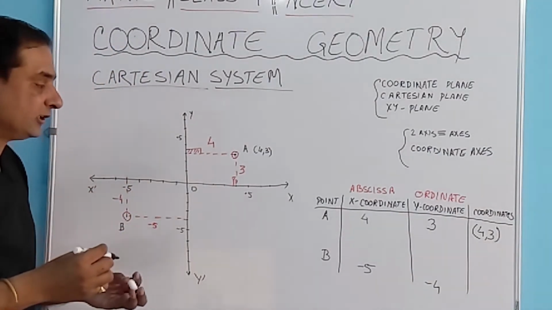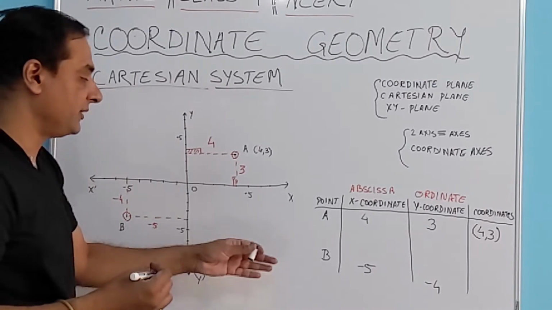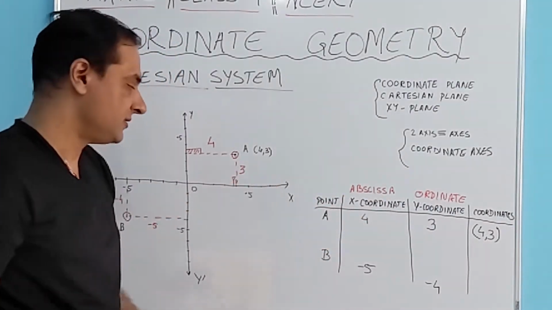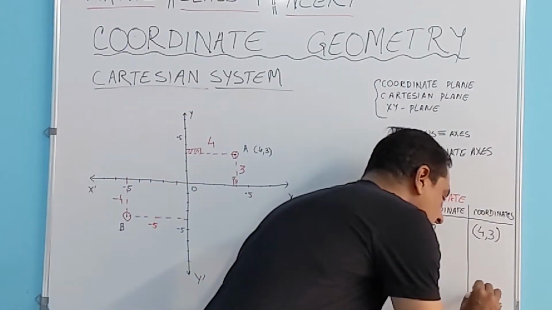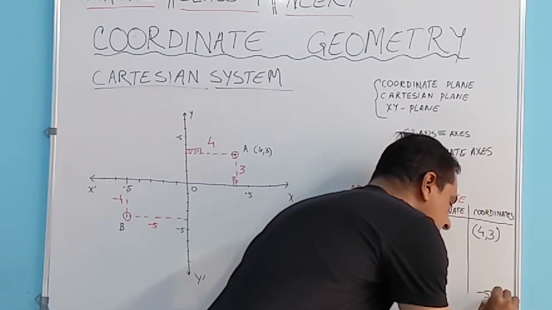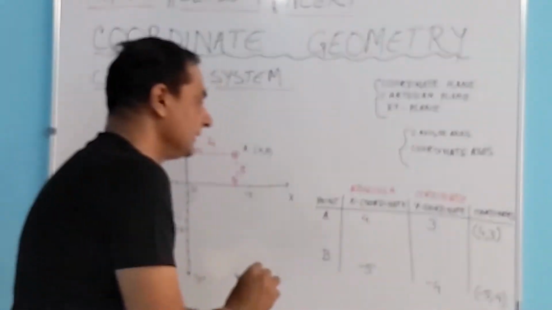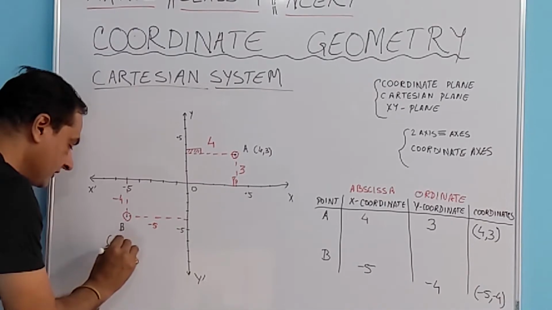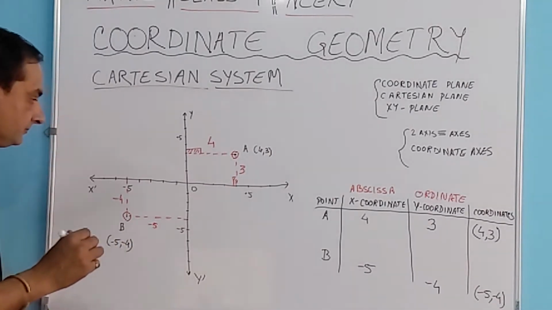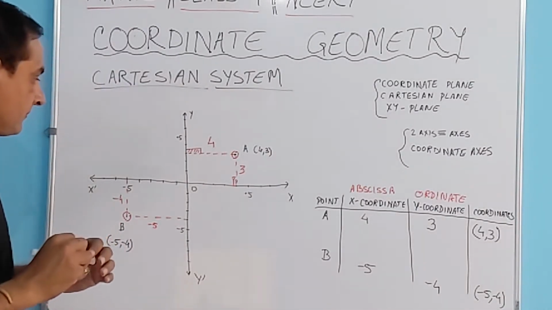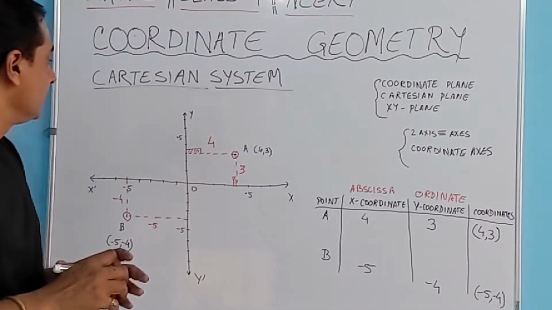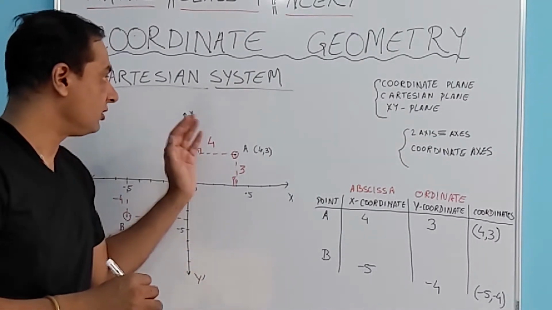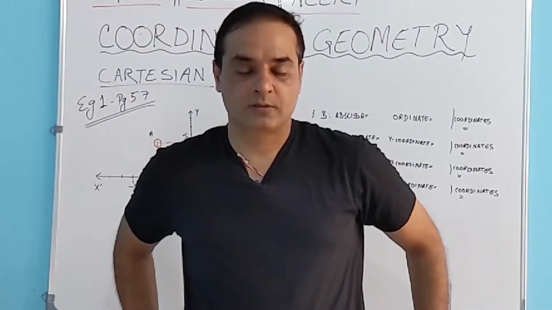Now again, if we want to look at the coordinates, how do we write the coordinates for point B? We are going to write abscissa, comma, ordinate, and we put that in a bracket. So in this case, it will be (-5, -4), and we put that in a bracket. So these will be the coordinates, (-5, -4). So this completes our understanding of how to locate a point on the Cartesian system.